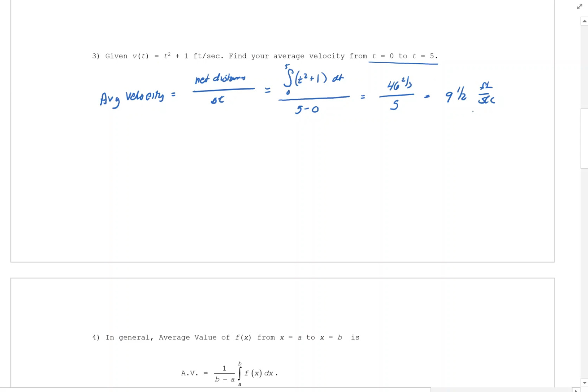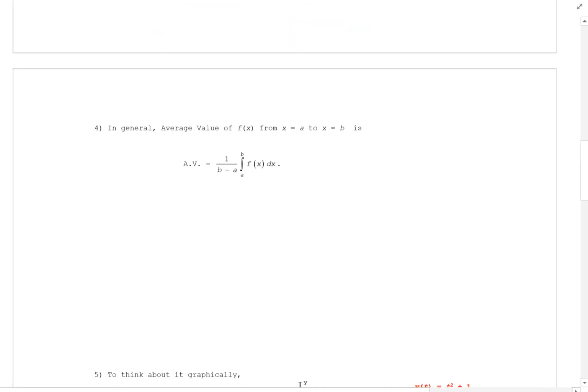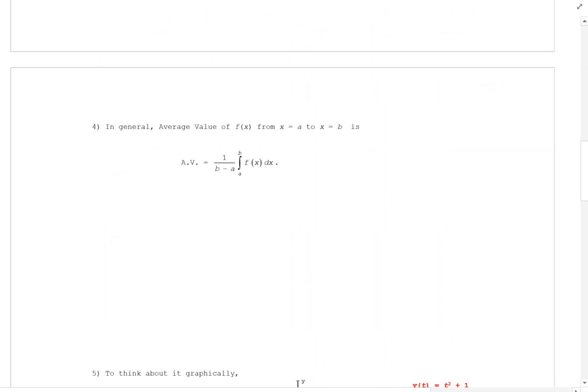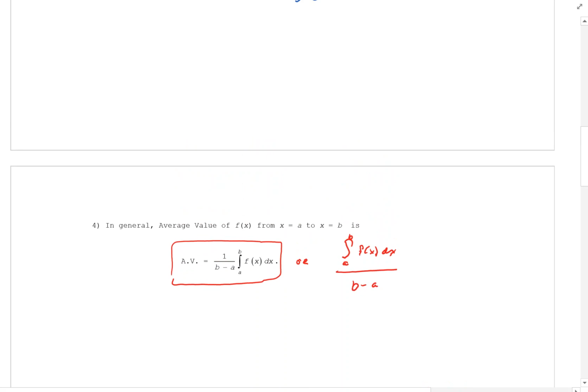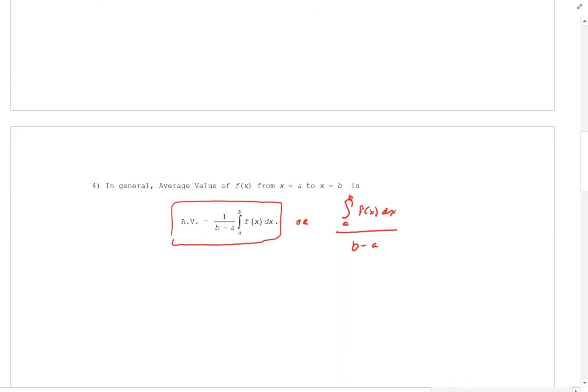So encapsulating what I have right there, in general, our average value of f of x is equal to 1 over b minus a times the integral of f of x dx from a to b. We could also write that as the integral from a to b of f of x dx over b minus a, which is the way we have it written above, with the delta t on the bottom.